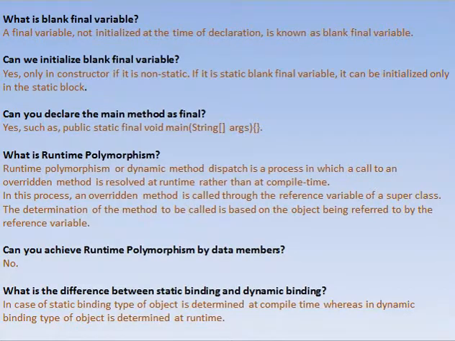Can you achieve runtime polymorphism by data members? No. What is the difference between static binding and dynamic binding? In case of static binding, type of object is determined at compile time, whereas in dynamic binding, type of object is determined at runtime.